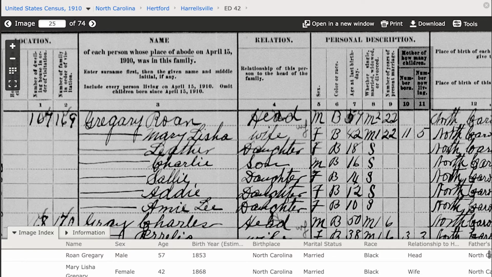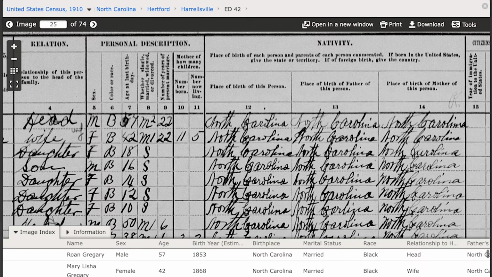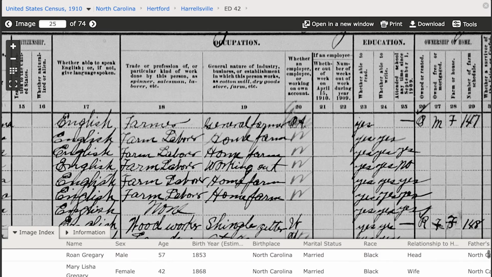The next column is one of the most valuable of all. This one asks the mother of the household how many children were born to her and how many are still living. So here we can see that she has 11 total children, and only 5 are still living, meaning 6 have deceased. The next 3 columns distinguish where this person was born, where their father was born, and where their mother was born. Further on out, we'll see many other important columns, but we typically won't use those in this 1910 census project. But there's occupation, education, and ownership of the house, and much more.